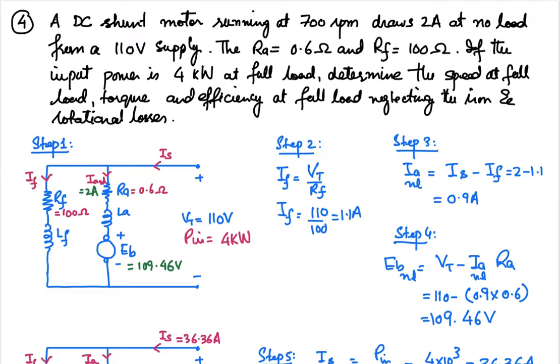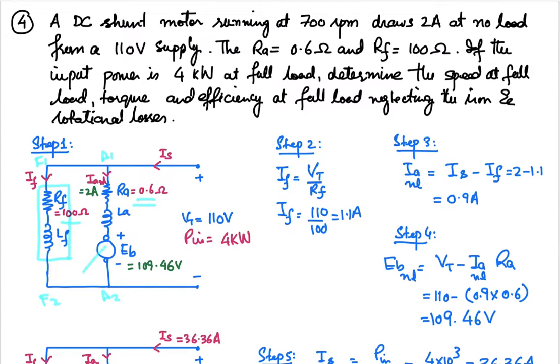First of all, the equivalent circuit is shown here. The field winding, F1 and F2, and the armature winding, A1 and A2, are shown here, with armature resistance 0.6 ohm and field resistance 100 ohm. It's a shunt machine, so both windings are connected in parallel, and the supply connected here is 110 volt. The machine is running at 700 rpm.